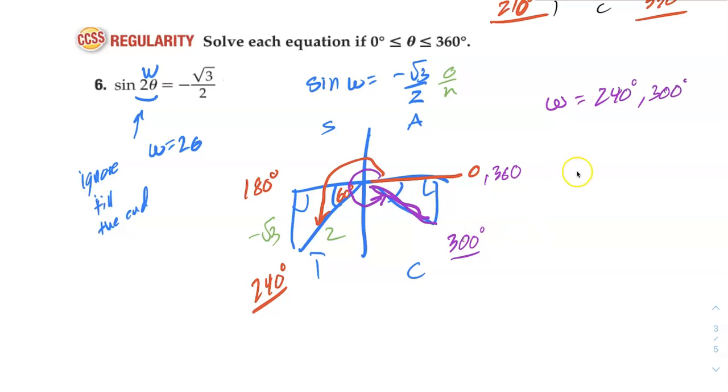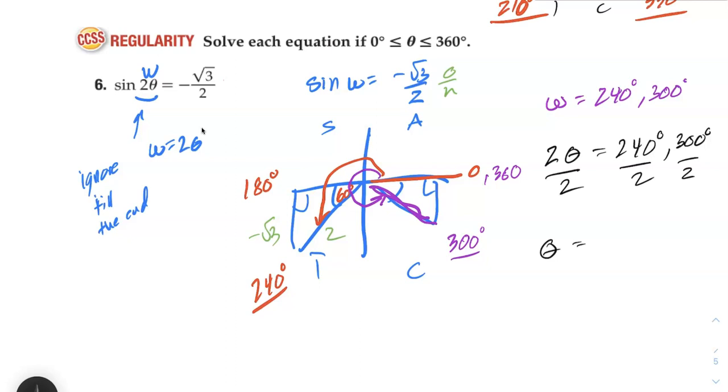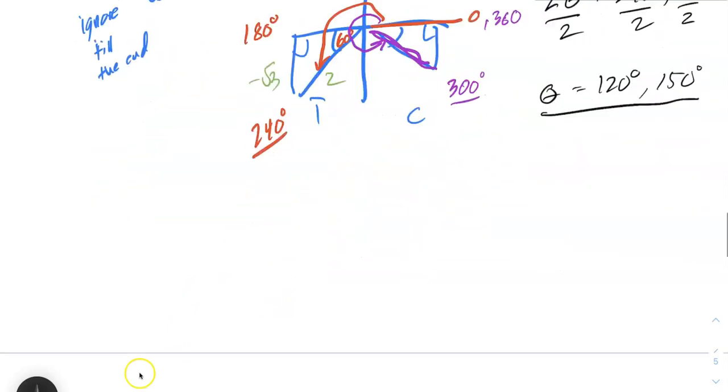Now here's the thing. Remember, I said ignore to the end. We're at the end now. So remember, we didn't solve for W. We're solving for 2 theta. So at the end you put 2 theta back. And 2 theta equals 240 and 300. Then you divide by 2. And theta equals 120 and 150. It actually gets a little bit more complicated than that. We have to worry about the domain, but we'll talk about that at a later date.